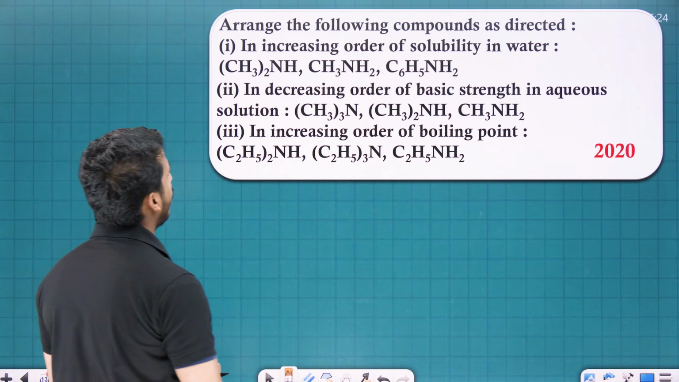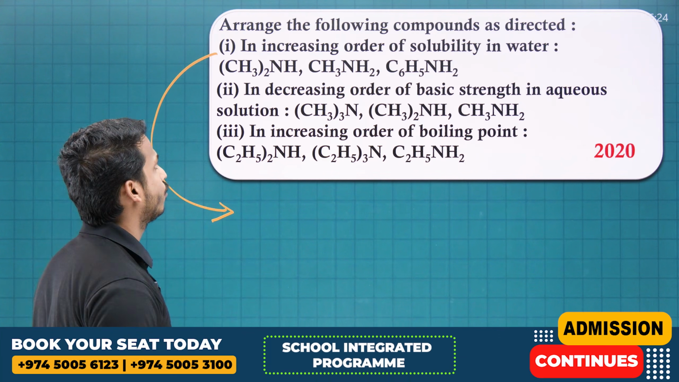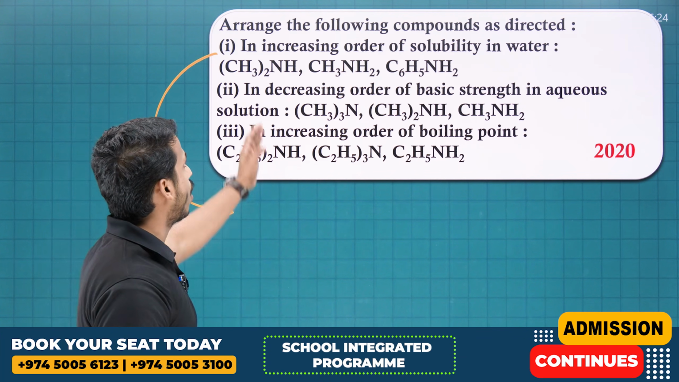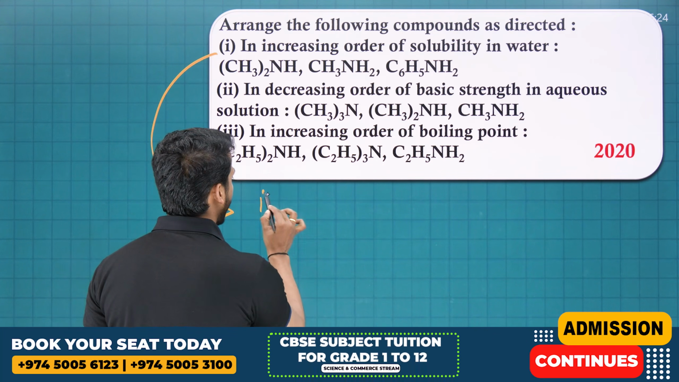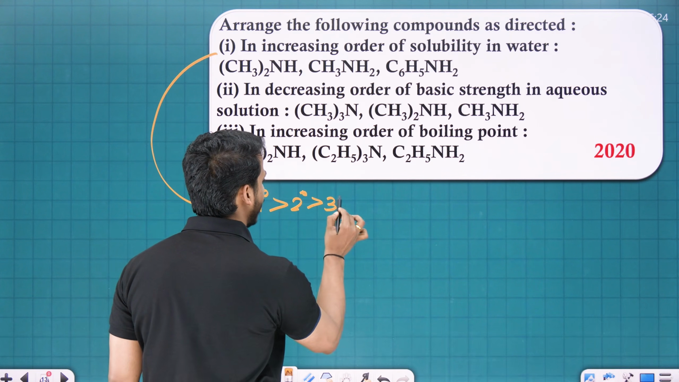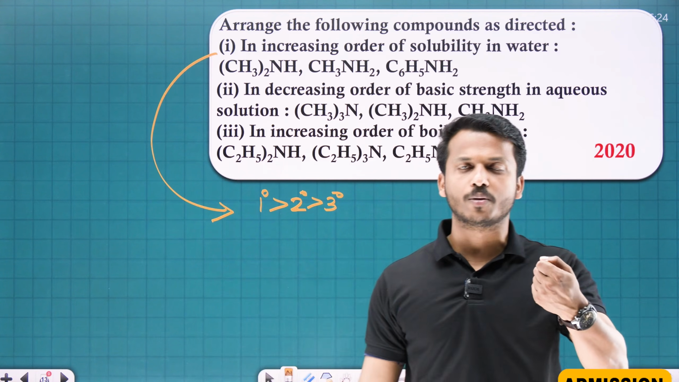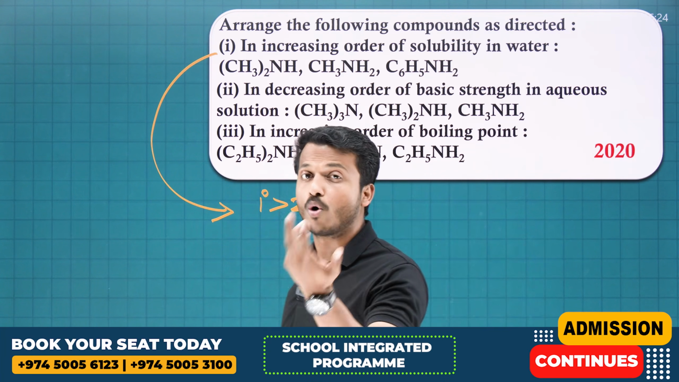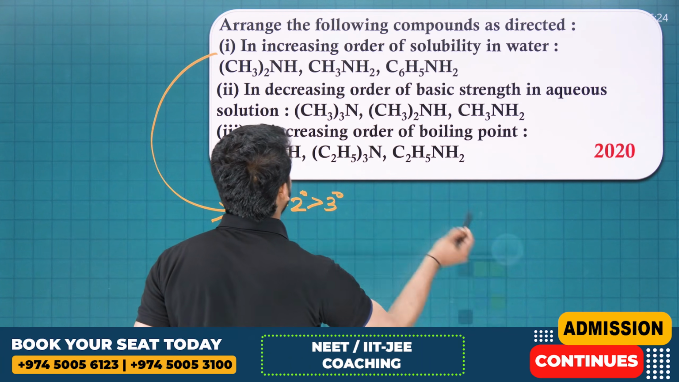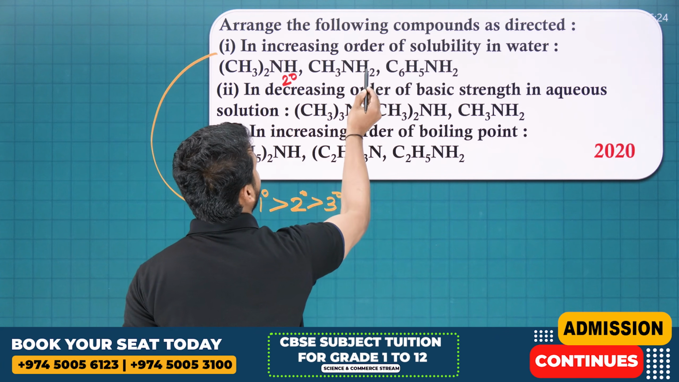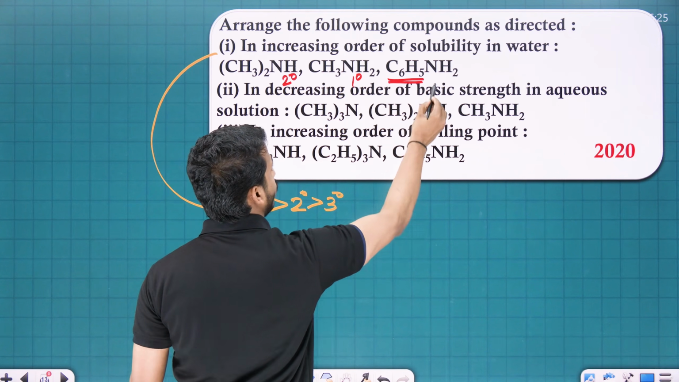Arrange the following compounds as indicated. First question: in increasing order of their solubility in water. All are amines. What is the order of solubility of amines we studied? Primary greater than secondary greater than tertiary. Primary amines can form more hydrogen bonds, therefore primary amines are more soluble in water. So, just identify what each amine is. What is this amine? Secondary. NH2 means primary. And this one has benzene. This is also primary.